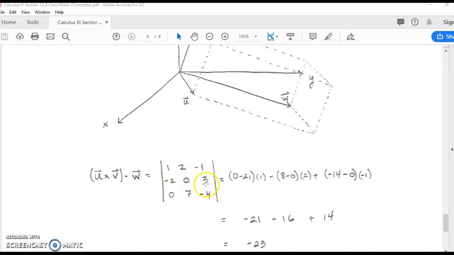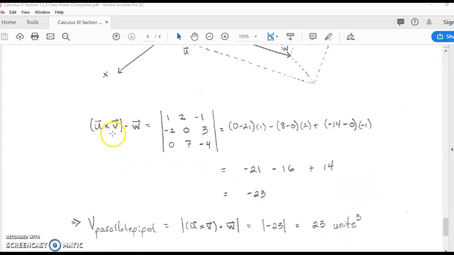So it's 1 times this 2 by 2, which is 0 times minus 4, minus 7 times 3. So it's minus 21 times 1. Then I've got to remember to put a minus sign, and then it's 2 times this 2 by 2. Minus 2 times minus 4 is 8, minus 0 times 3, 0, so just 8. So minus 8 times 2 is minus 16. And then plus the 2 by 2, so minus 1 times the 2 by 2 not underneath the minus 1, so it's minus 14 minus 0. So it's minus 14 times minus 1 is plus 14. So the triple scalar product ends up being minus 23, but the volume of the parallelepiped is the absolute value of that triple scalar product, which is 23. And then if the units were given, it would be units cubed.